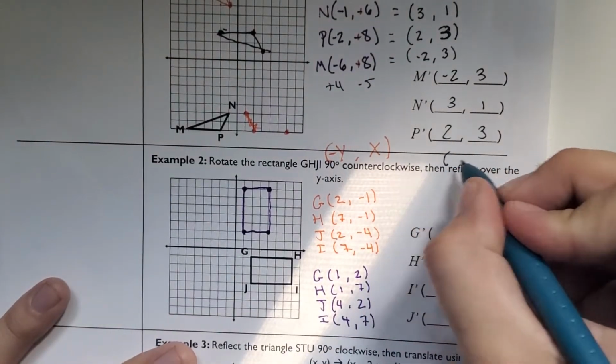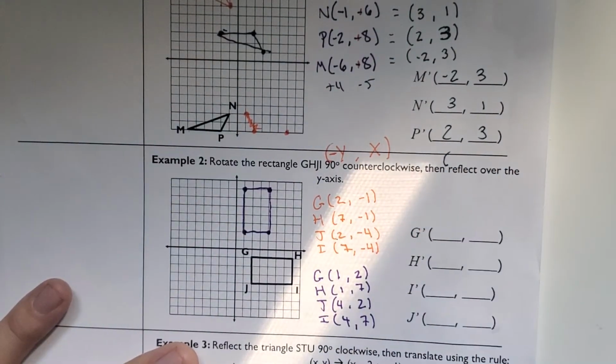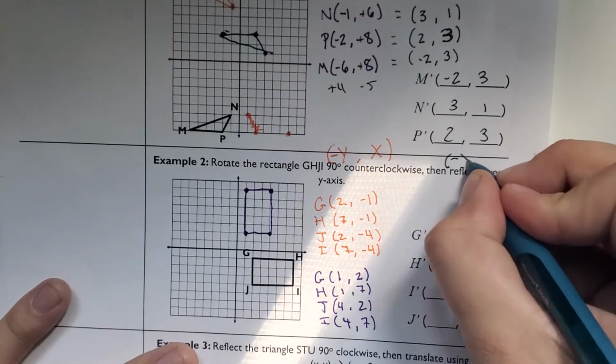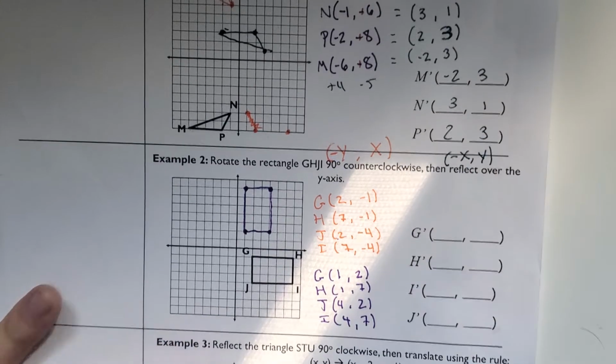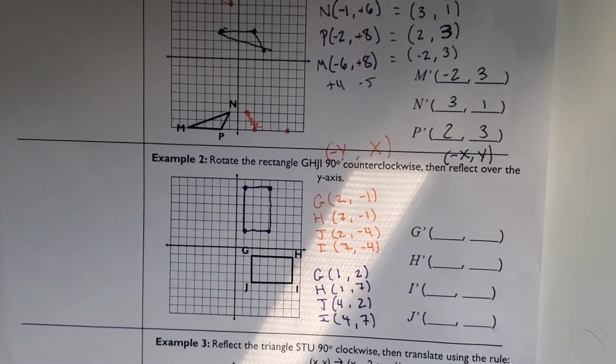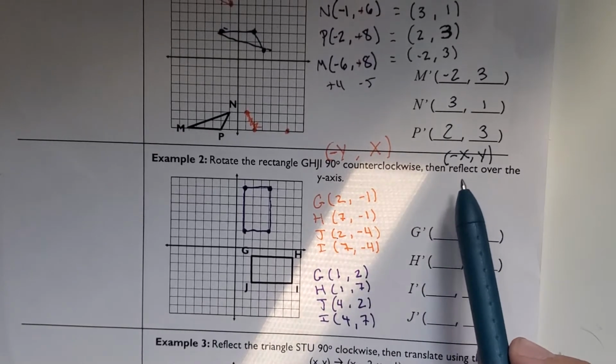So remember, when we reflect over the y-axis, it causes one of the signs to change. In this case, the one sign that's going to change is going to be my x. So we are going to reflect it over the y-axis, meaning our x is going to change signs.